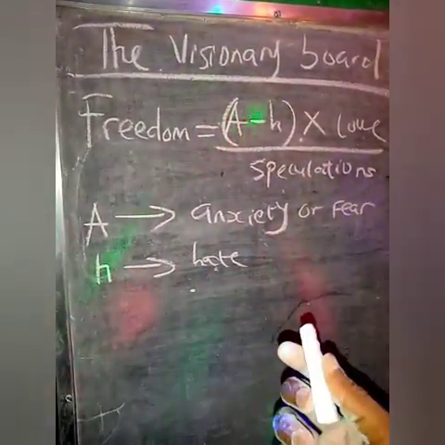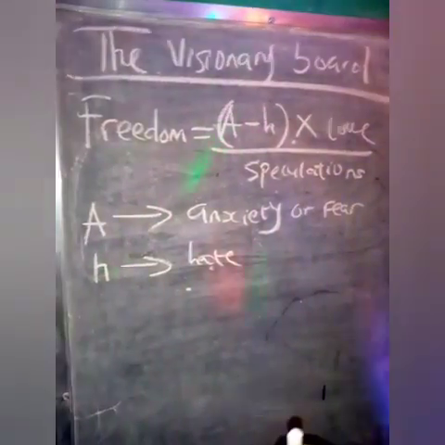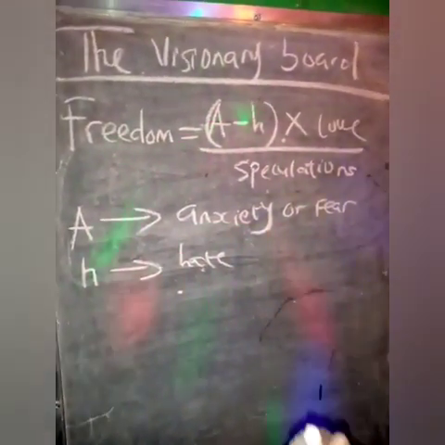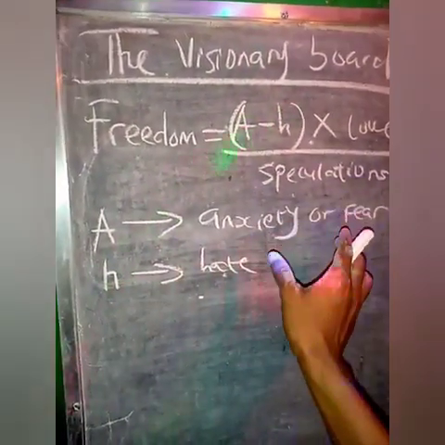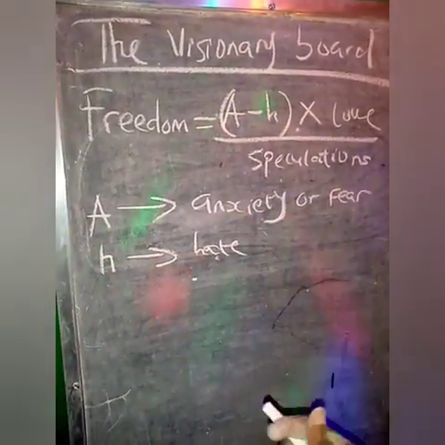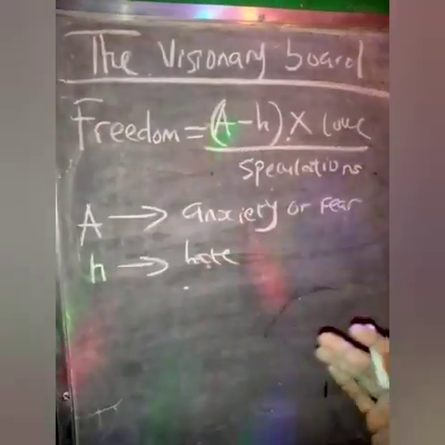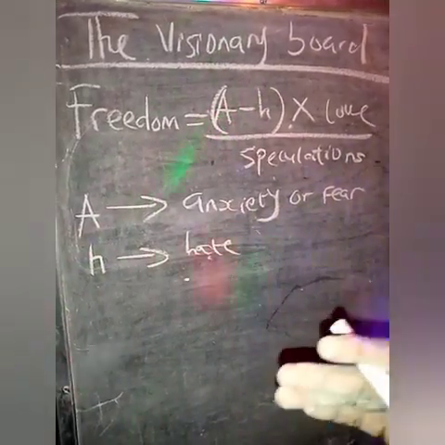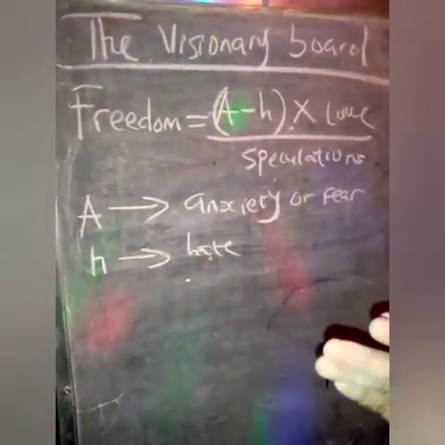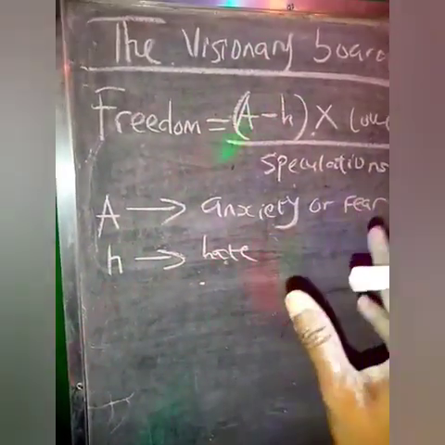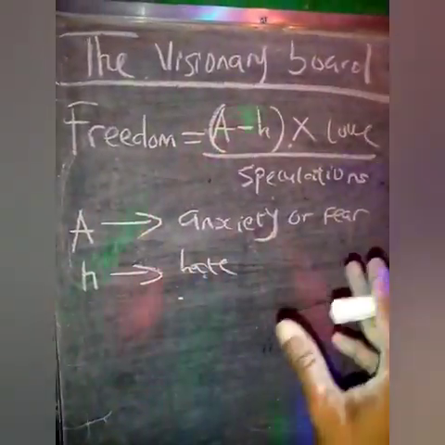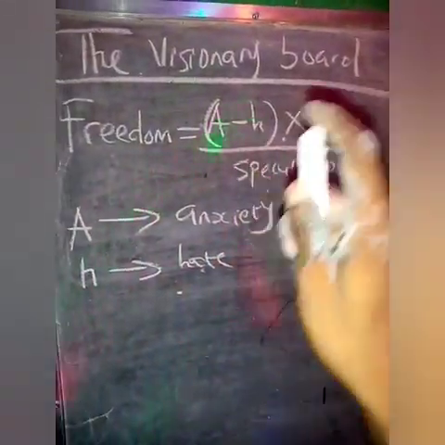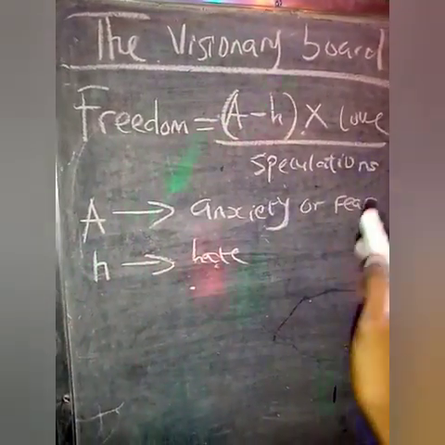for a particular thing. For instance, for me, I really don't like Nollywood. But this formula will tell us what to do right now. If you are in my shoes, let's say you hate one particular thing that you can't really run away from, but you hate it so much, this formula will tell us what to do. The visionary board: Freedom is equal to (A minus H) times love over speculations.